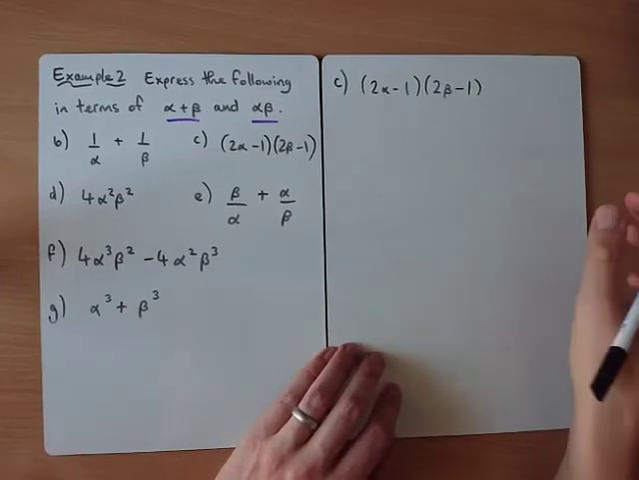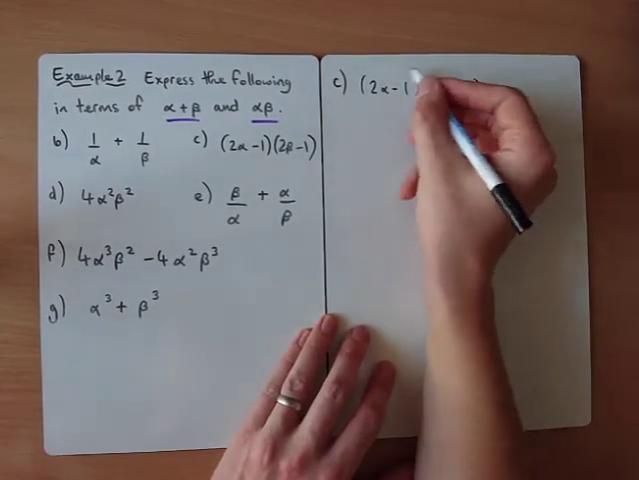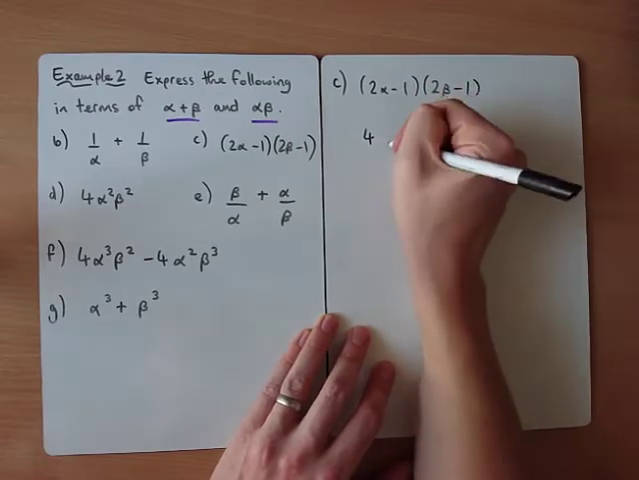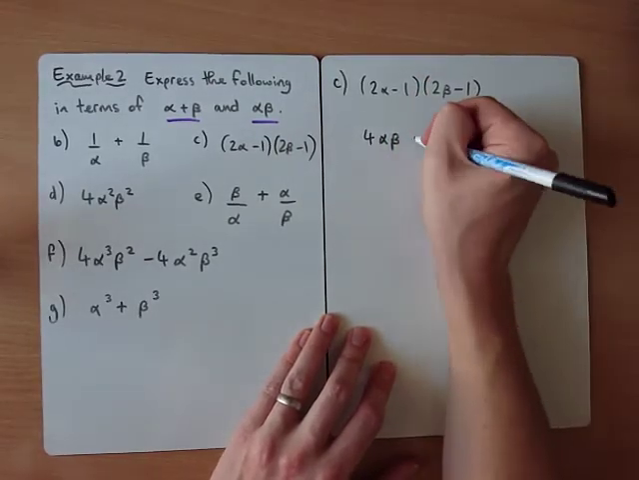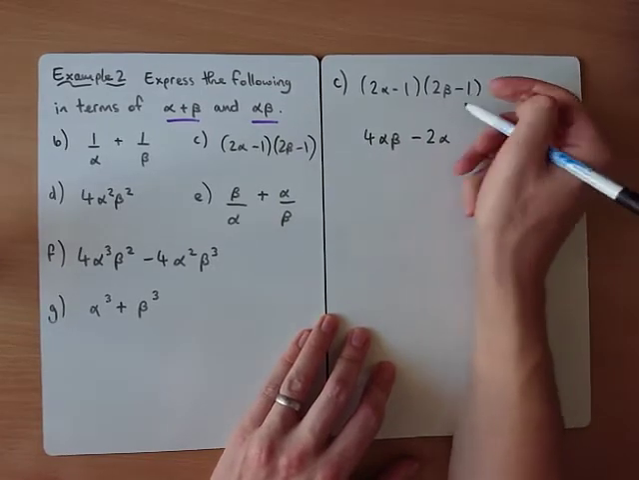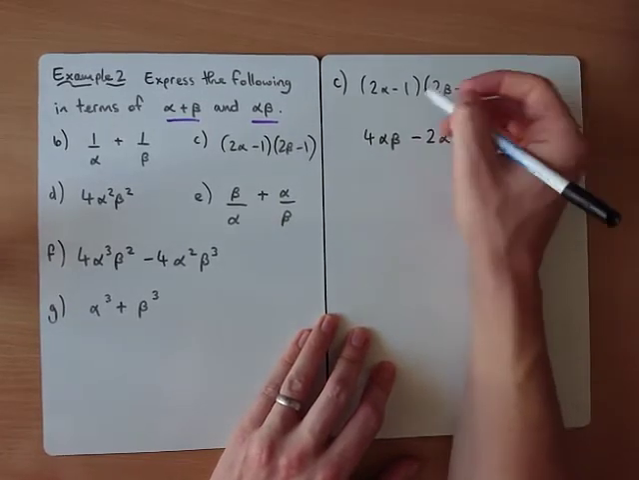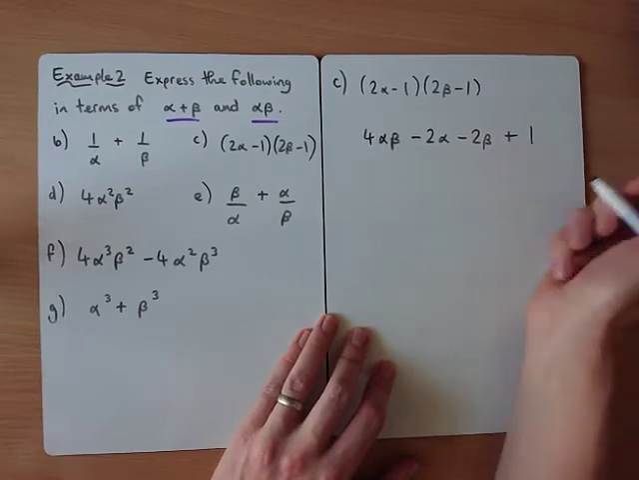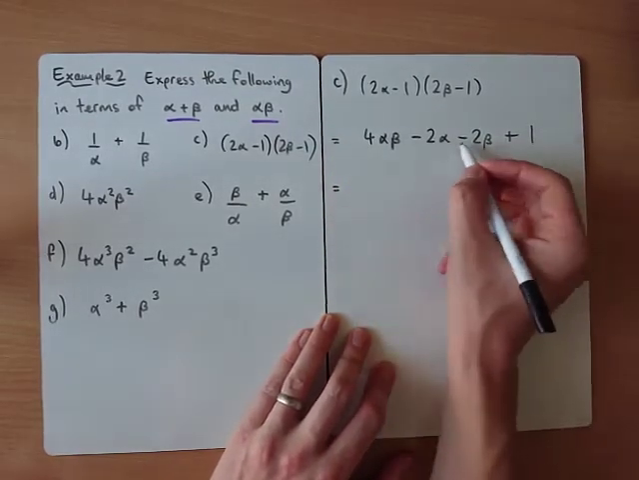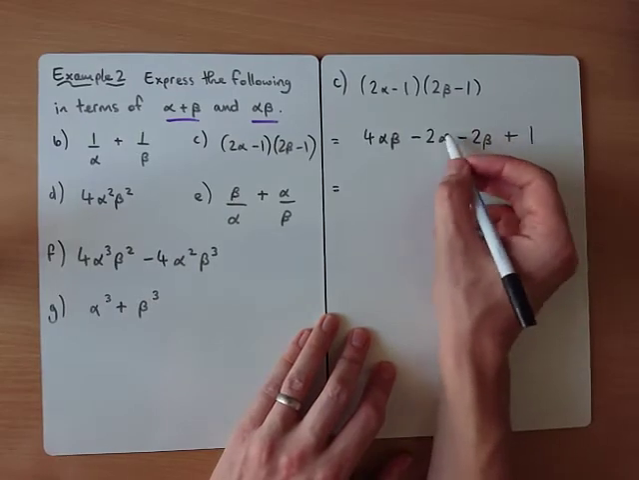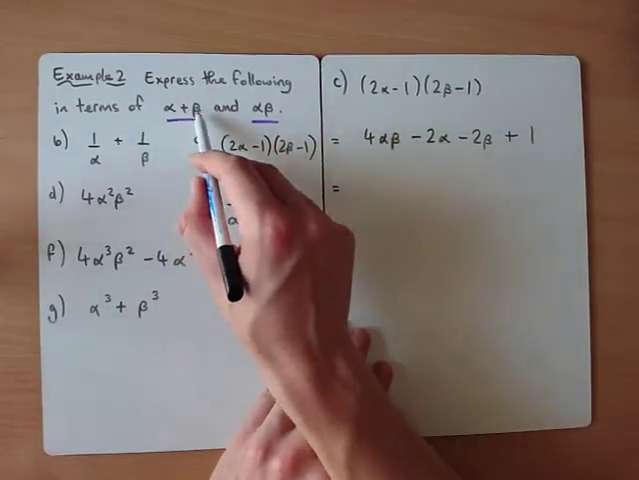For the next one, let's just expand and see what happens. So if we times these two together, we'd get 4 alpha beta minus 2 alpha minus 2 beta plus 1. So we've got an alpha beta, but we're still stuck with this separate. Again, it doesn't quite look like this, does it?